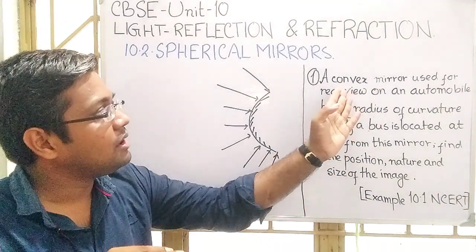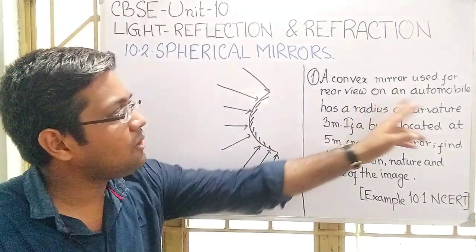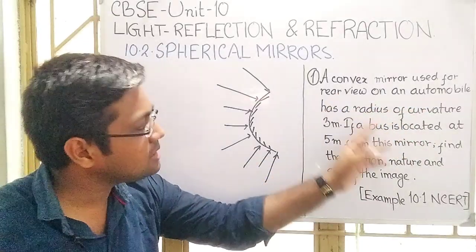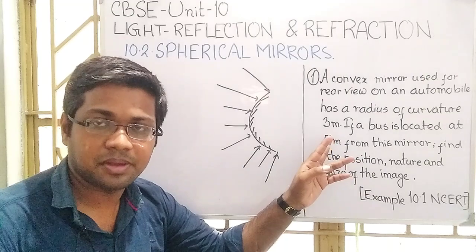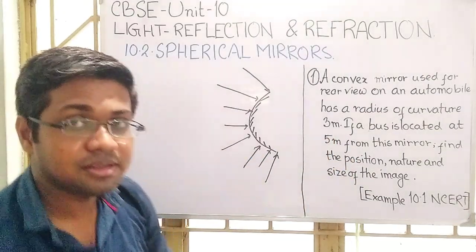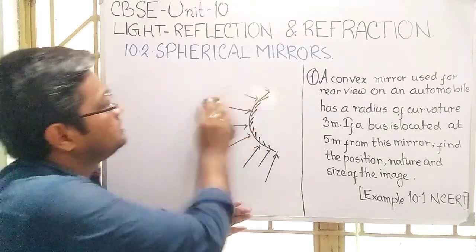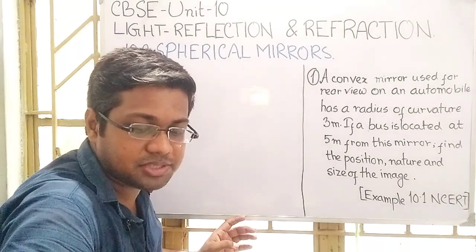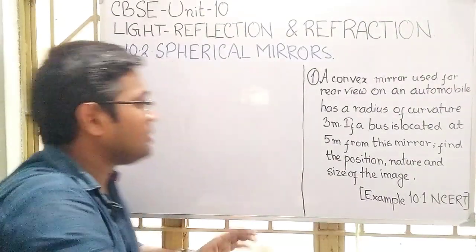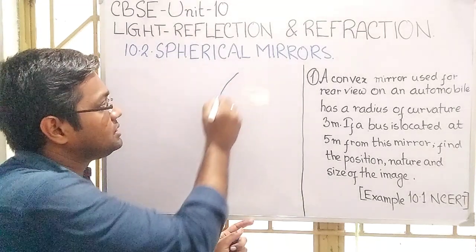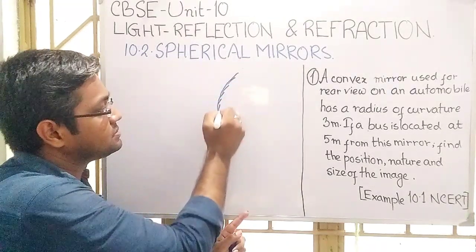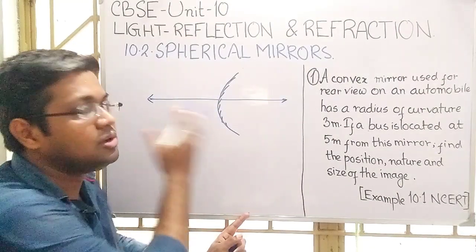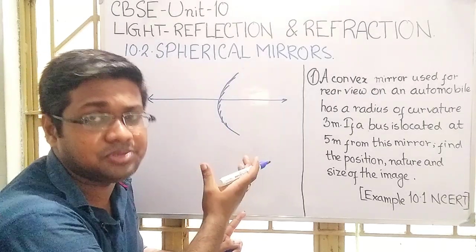So a convex mirror used for a rear view mirror on an automobile has the radius of curvature 3 meter. Okay. Now we have to draw the diagram of that. Whatever information we get, we have to just jot down and take. So it is the convex mirror, principal axis. You need not draw the full ray diagram, but you have to try to place where the object and image is situated.